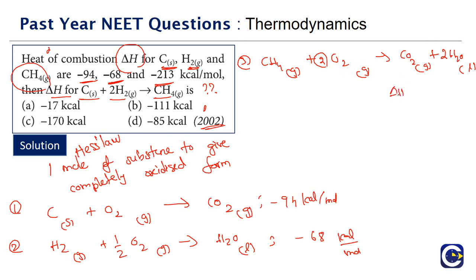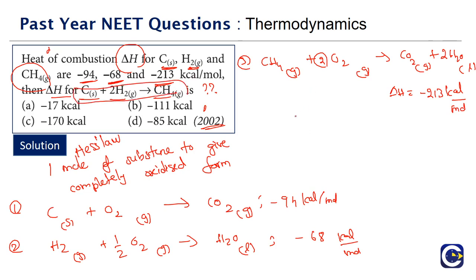For this, what is the delta H value? The delta H value will be minus 213 kilocalories per mole. So these are the 3 equations we have. Now what must we get? We must get the delta H for this equation.